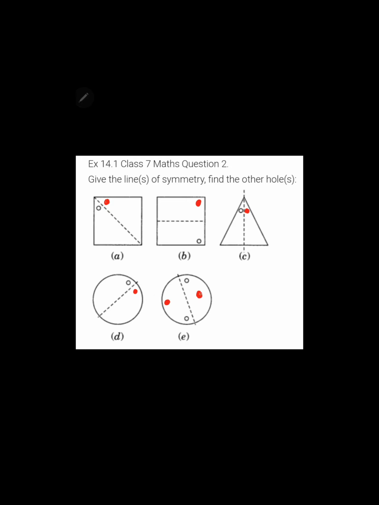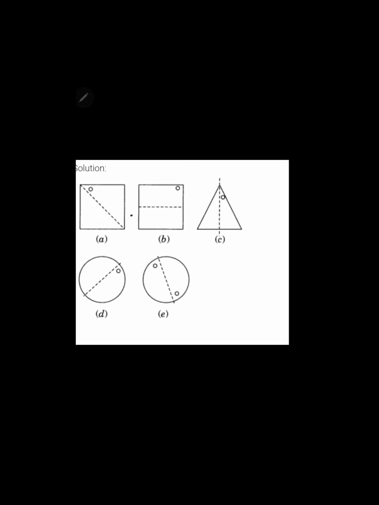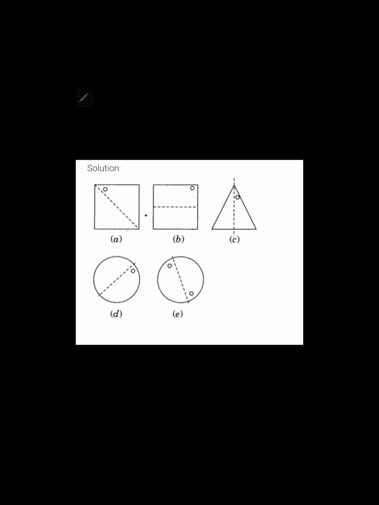so that when you fold the paper, all these punch holes coincide with each other. Like this, you have to make a punch hole. This is the solution for question number 2. See, here it is a punch hole, here a punch hole, here a punch hole. In this way you have to draw a punch hole. So this is the solution for question number 2.